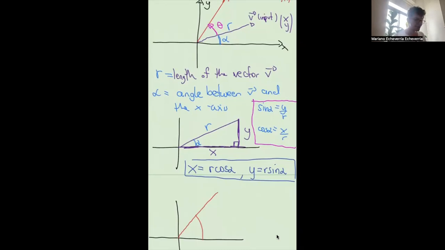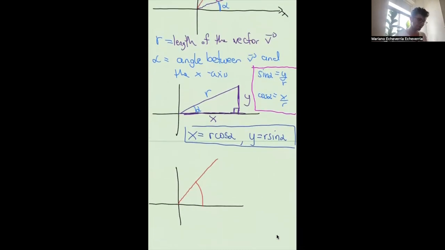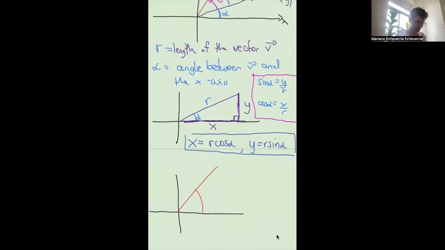Because theta is just the angle of rotation, but the total angle starts from the x-axis, so you have to take into account the starting angle. So the total angle is actually alpha plus theta. Good. Is that making sense?